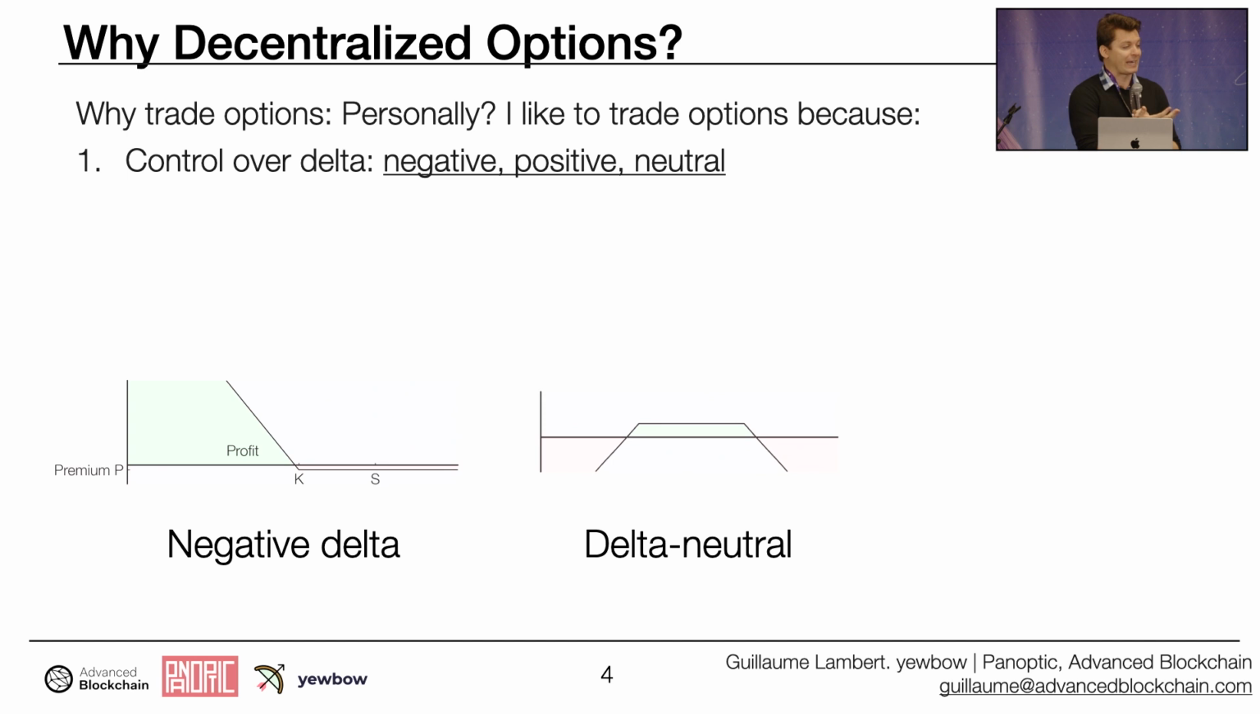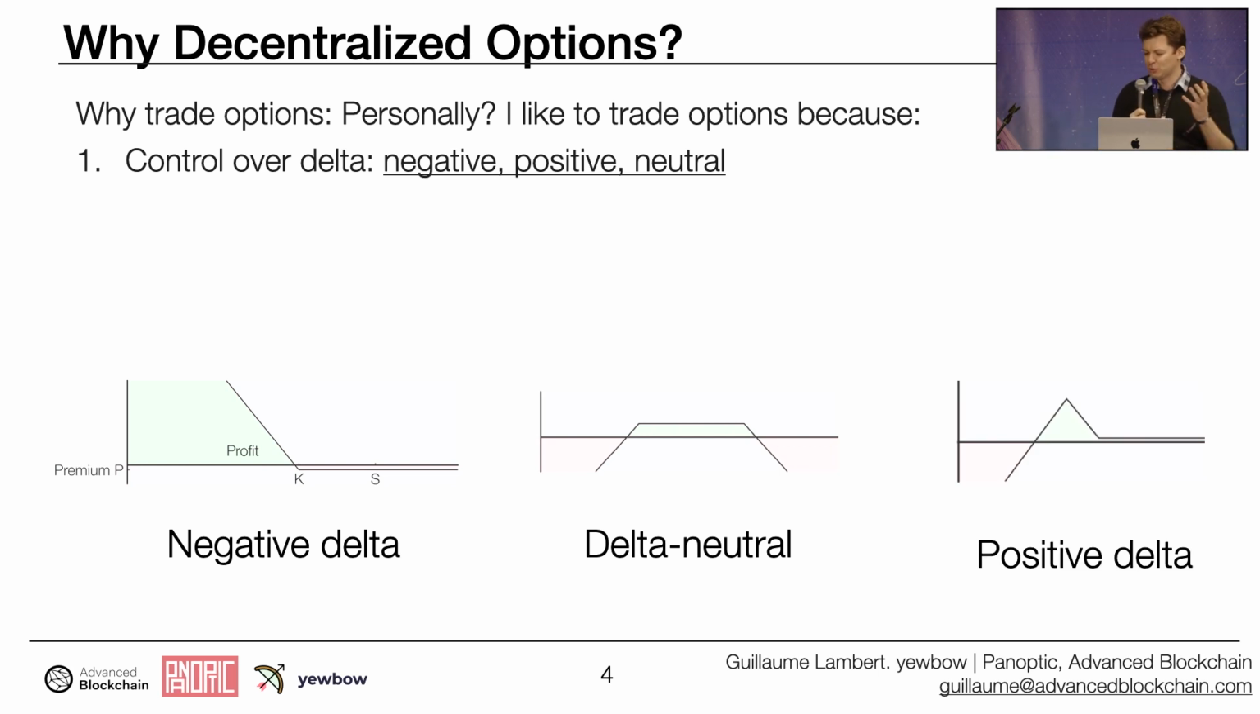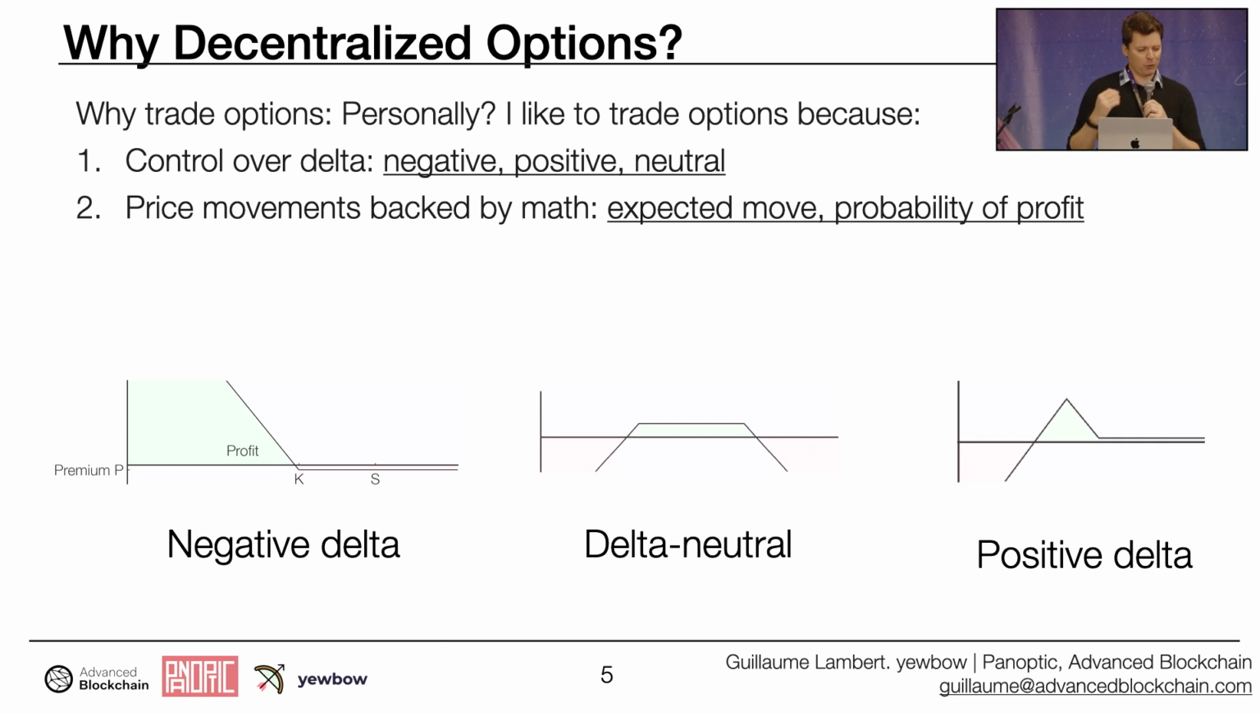You can have negative delta. This is similar to shorting. You can buy a put, and if the price goes down, you profit more. You can also be positive delta, but you can also do it in any funky way. As you can see here, the profit zones are in green and the loss zones are in red. But in the end, you can create any type of payoff curve you want.